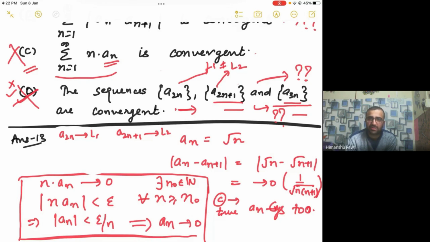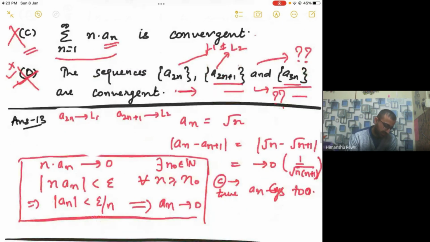Yeah, so Shashank Joshi has commented: if A2n converges and A3n converges, then the subsequence of these, A6n, will converge to the same limit point. Exactly. So I'm saying, he is also saying that A2n has a subsequence A6n. This will also converge to L1. Similarly, this is a subsequence of A3n, so this will also converge to L3. So this implies L1 is equal to L3.